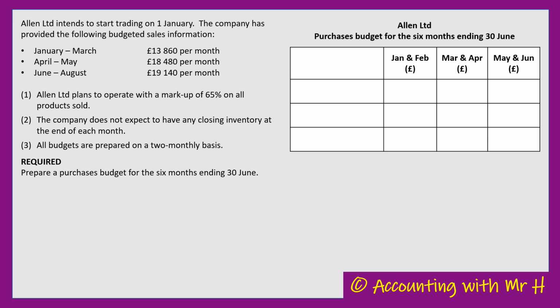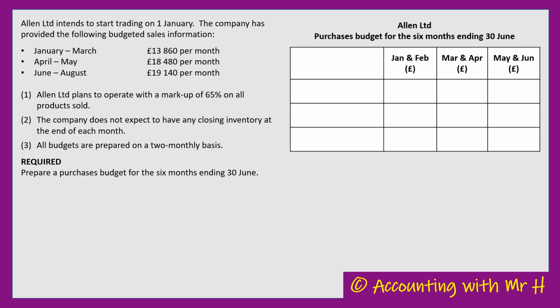All the budgets are prepared on a 2-monthly basis, and we are required to prepare a purchases budget for the 6 months ending 30th of June. So again, I've got my title, like the first question. So who, Allen Limited, what, purchases budget, when, for the 6 months ending 30th of June. You'll notice in point 3, all the budgets this company prepares, they prepare on a 2-monthly basis. So that just means they do 2 months in one. So if you look at my columns, I've got my first column for narratives, but then I've put January and February together, March and April together, May and June together.